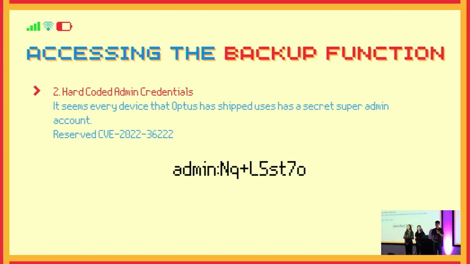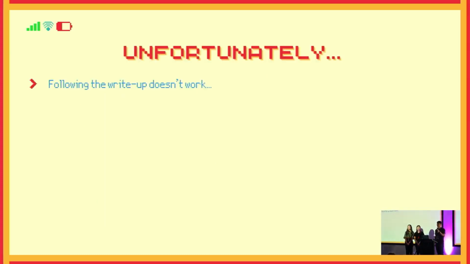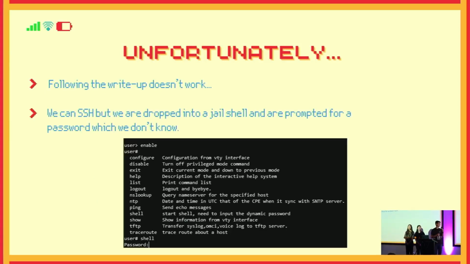So at this point, I'm feeling like this. I'm feeling pretty good. We just found 2 CVEs. We got some local privesc going on. I got my sunnies on, feeling good. But unfortunately, when I tried to follow the rest of the write-up to actually get root, it didn't work. In the case of the FastMile, after I followed the rest of the write-up, we had SSH access, but we didn't have a full shell. We got dropped into a jail shell, and for those who aren't aware, a jail shell is basically an environment that the vendor designs where you're limited to a subset of commands. In this case, there was a shell command, but when I typed that shell command, it prompted me for a password that I didn't actually know.